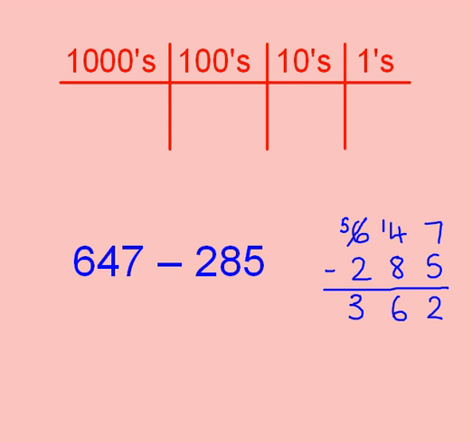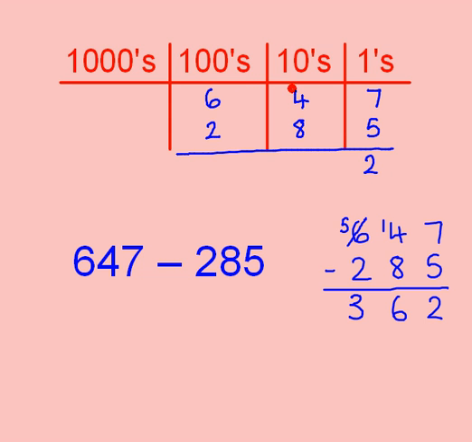Let's look at how this works. 647 is 6 hundreds, 4 tens, and 7 units. 285 is 2 hundreds, 8 tens, and 5 units. 7 units take away 5 units is 2 units.